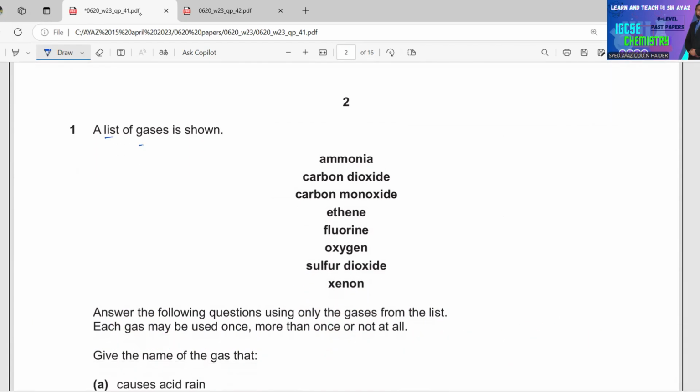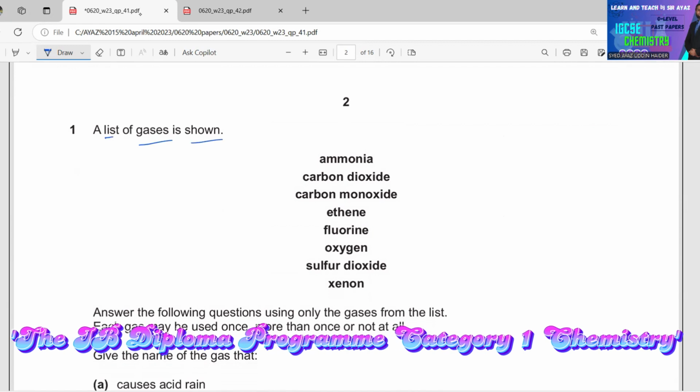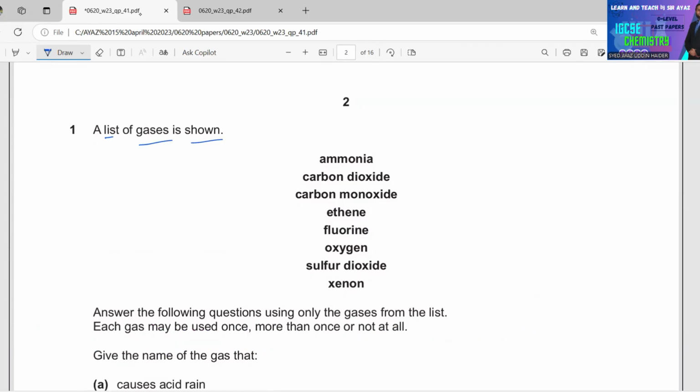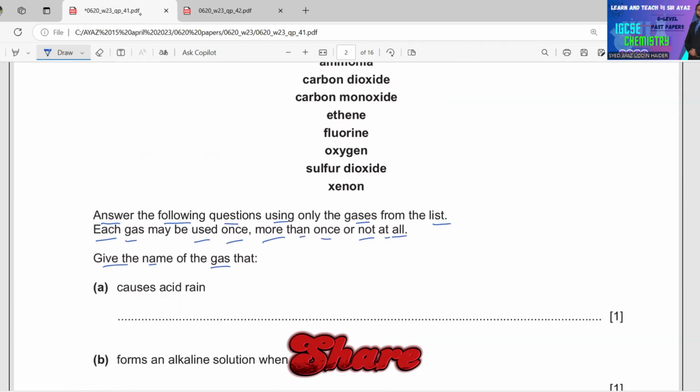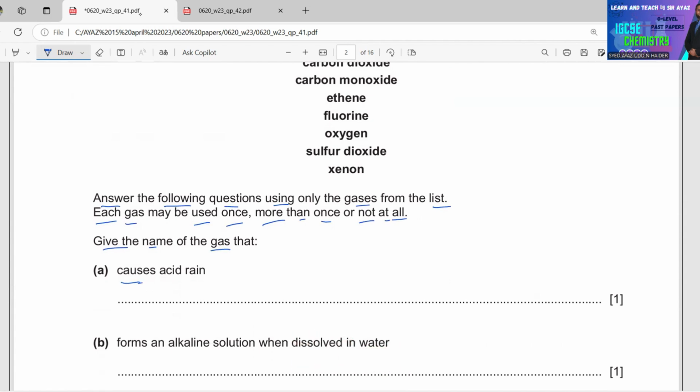A list of gases is shown: ammonia, carbon dioxide, carbon monoxide, ethene, fluorine, oxygen, sulfur dioxide, xenon. Answer the following questions using only the gases from the list. Each gas may be used once, more than once, or not at all. Give the name of the gas that, part A, causes acid rain.